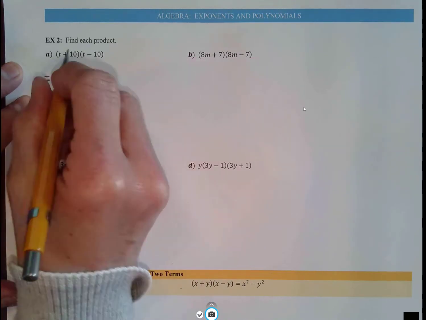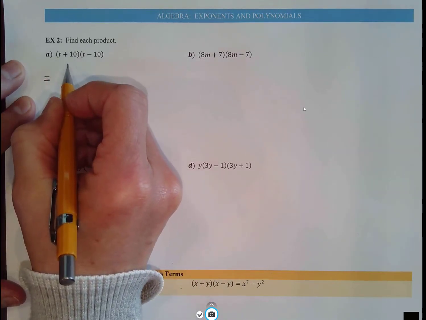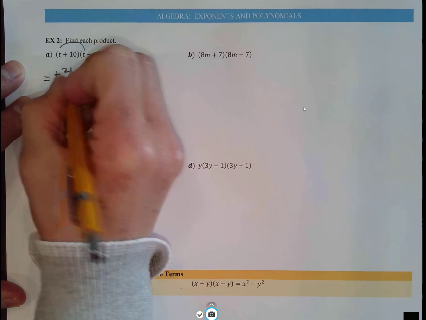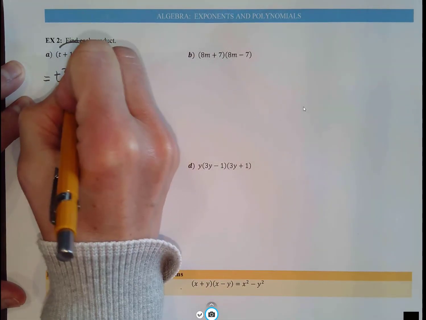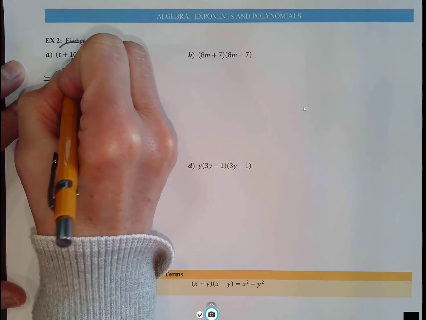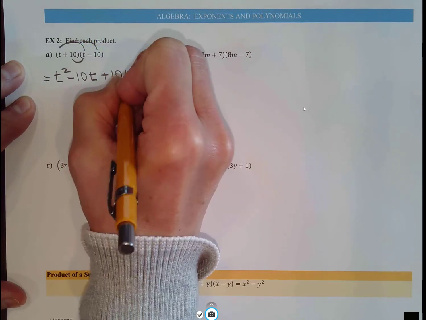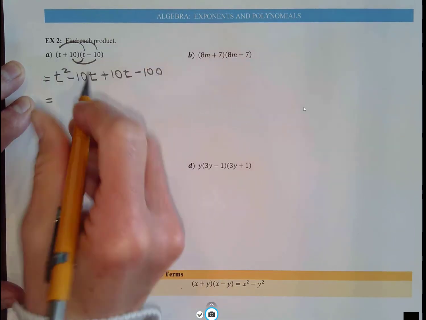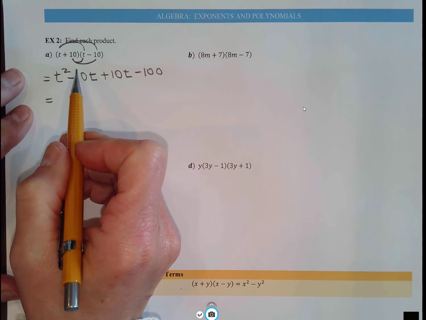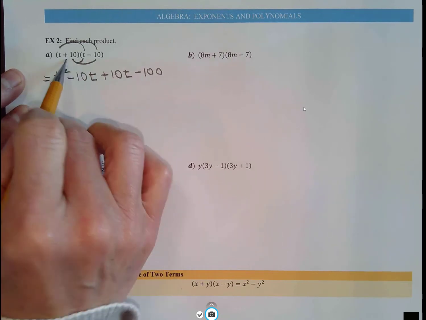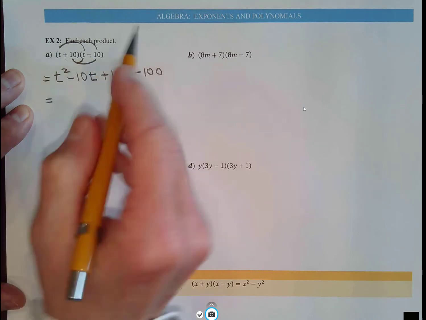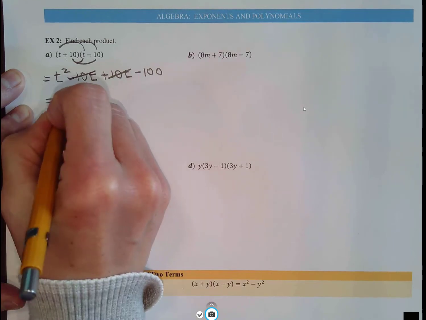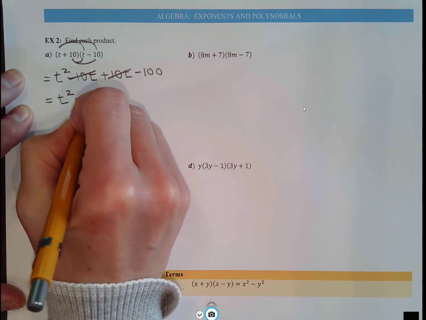Here we multiply in part A, t plus 10 times t minus 10. And as we multiply, we obtain t squared minus 10t plus 10t minus 100. So here we notice that when we multiply two binomials that look exactly alike except for the different signs in between, plus and minus, our inner and outer products will be opposites and will cancel out. Our end result here is t squared minus 100.